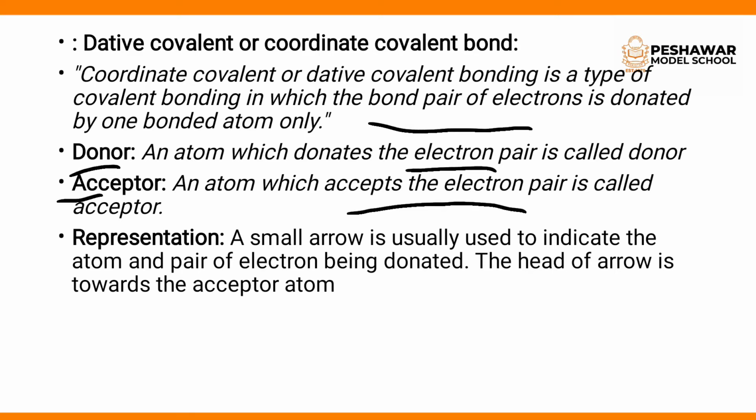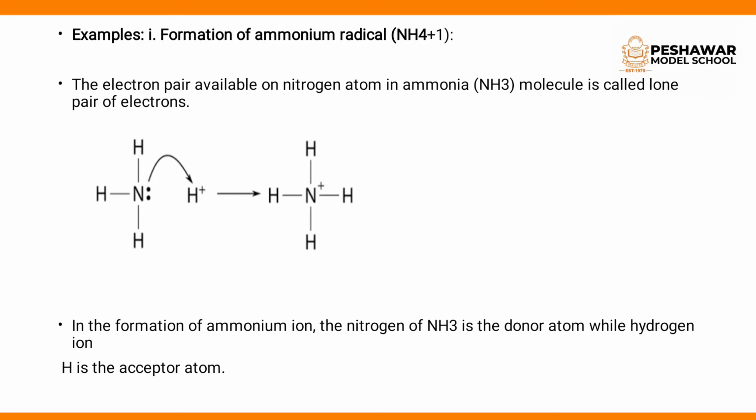The coordinate covalent bond is also always represented by an arrow. A small arrow is usually used to indicate the coordinate covalent bond. The arrow points from the donor to the acceptor atom: its head is towards the acceptor atom, and its tail is towards the donor atom. Clear? Now let's talk about an example of coordinate covalent bond formation.